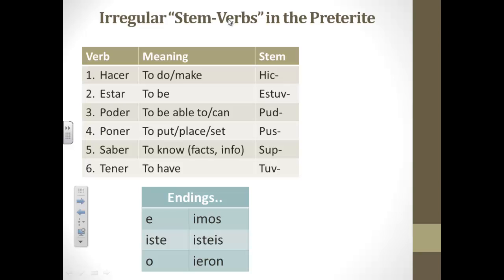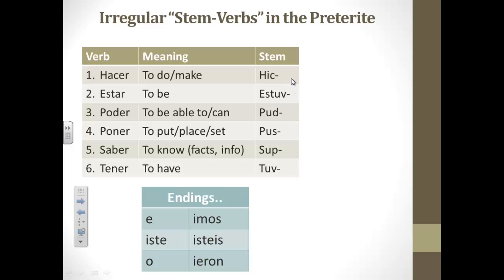So why are they called that? Well, you first need to know what is a stem. A stem is what is left of the verb once you remove the AR, ER, or IR. So the stem of the verb hacer would be HAC. Okay, now because these are called irregular stem verbs, the stem in the preterite is not going to be HAC. It's going to be HIC. The same is true for estar, poder, poner, saber, and tener. All 6 have what is called an irregular stem.